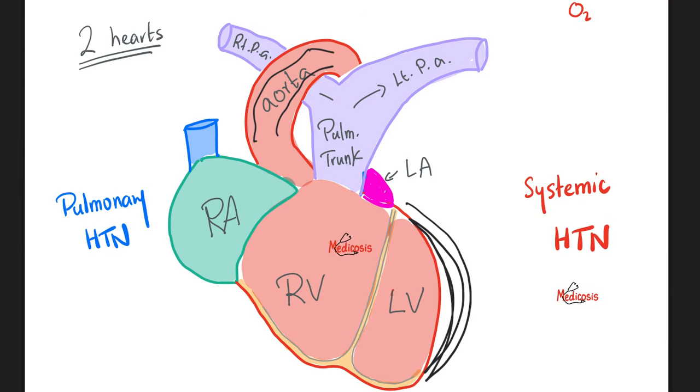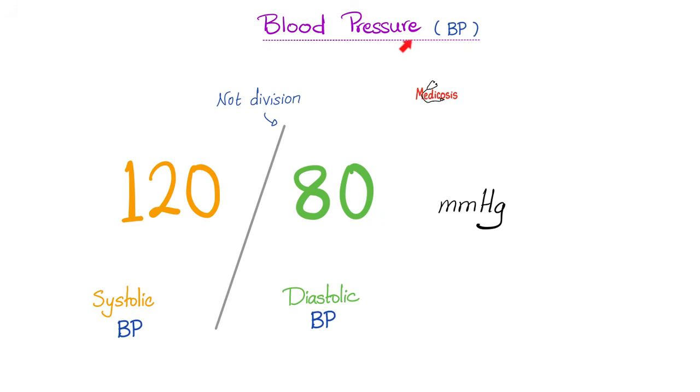What blood pressure are we talking about? We're talking about the systemic arterial blood pressure. What's the normal arterial blood pressure? It's 120 systolic and 80 diastolic.